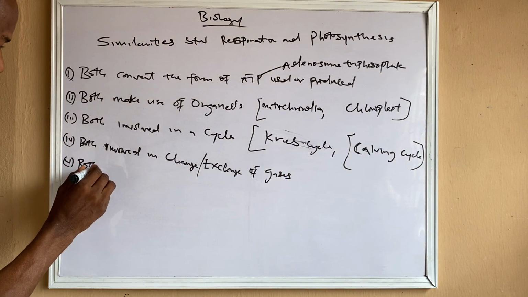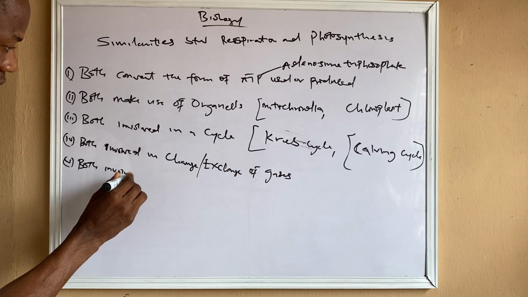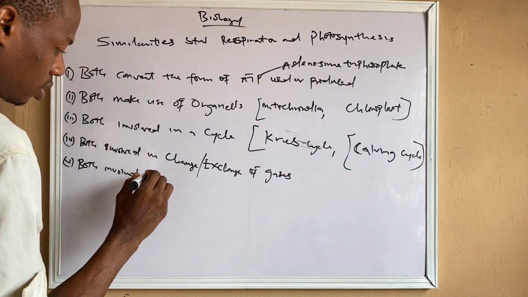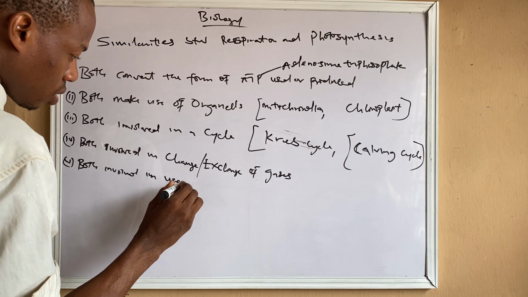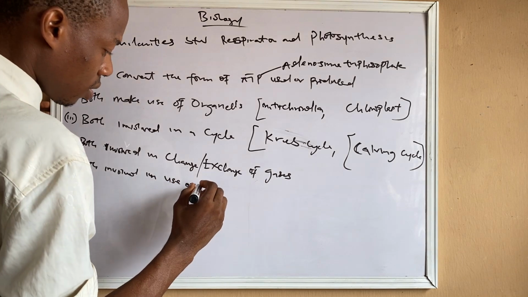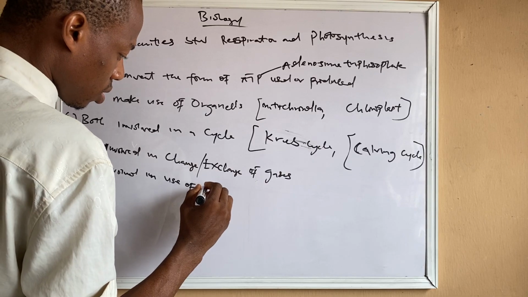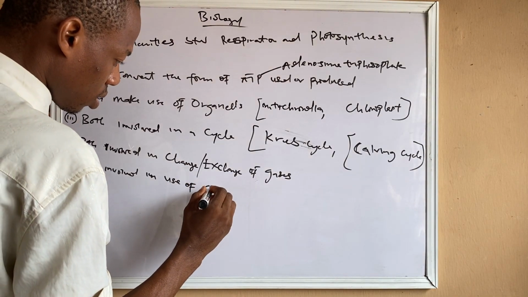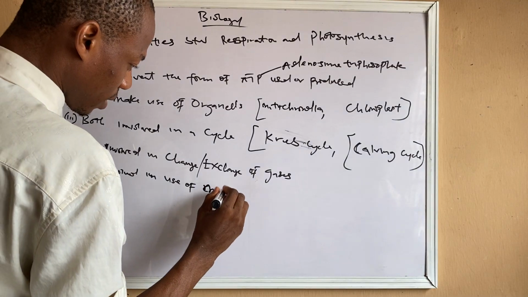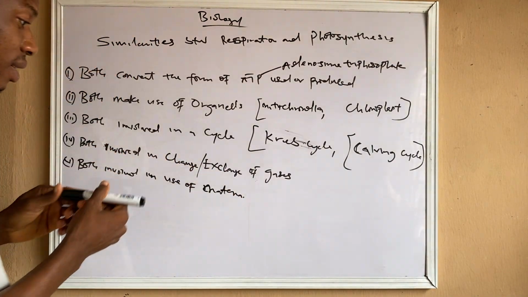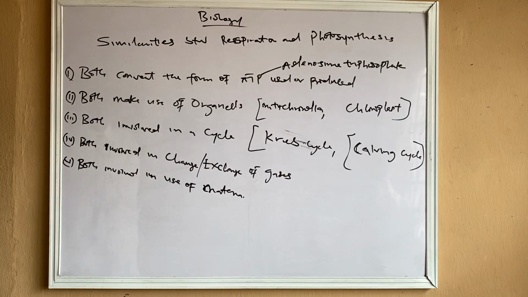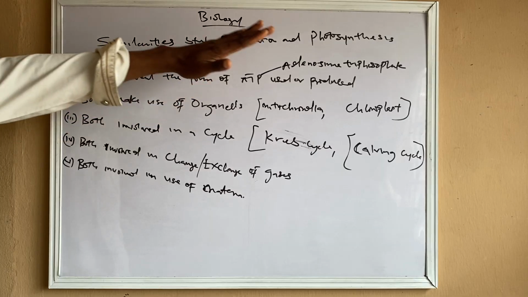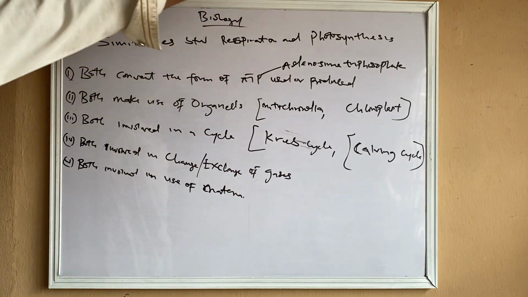The last one. Both are involved in the use of what? Materials. Yes, materials. They are both involved in the use of materials, even though one material is being liberated and the other is being absorbed. So in short, these are the similarities between photosynthesis and respiration.